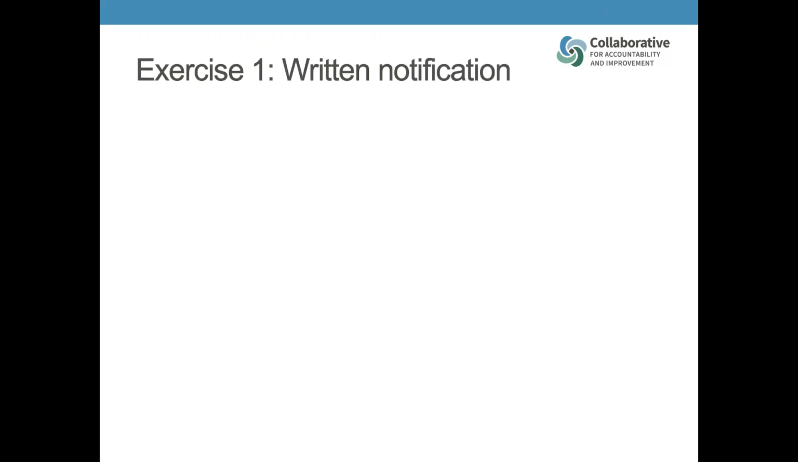Here's our first exercise. So take the letter, and up at the top of the document it should say Exercise 1, Written Notification. I want you to imagine you're at home and you got this letter in the mail. If you haven't read through the letter yet, we're going to take a minute and I'll let everyone read through it. And then we want to talk about what about this letter you liked and what about the letter you would have phrased a little bit differently.